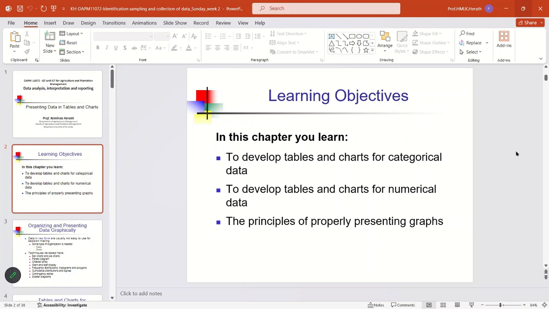And you know what is categorical data now. So what is numerical data? All these things are pretty much understood to you.